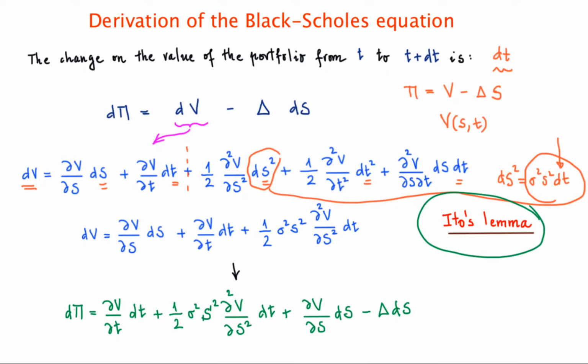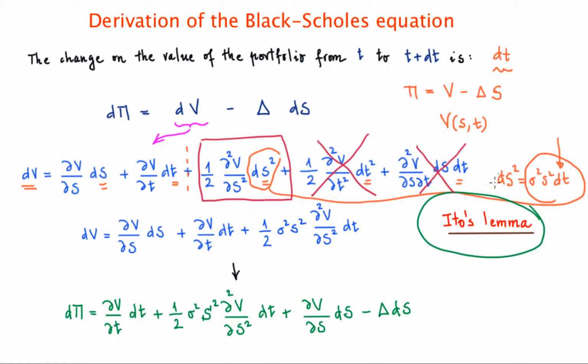Then these other contributions that go like the square of dt, we can neglect, because they are higher order in dt, and this one too, because it's also higher order in dt. So we'll just keep this contribution here with the square of ds, and from here we'll just keep the linear term in dt and eliminate these higher order terms.